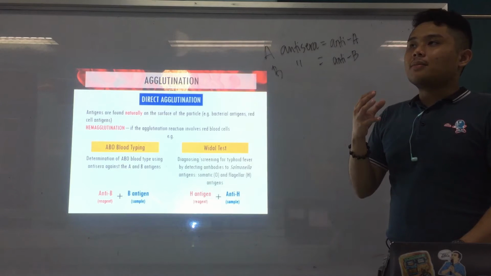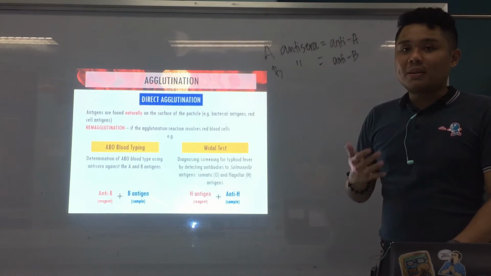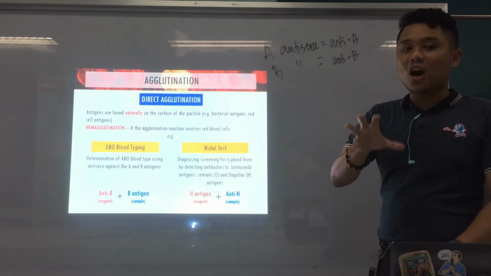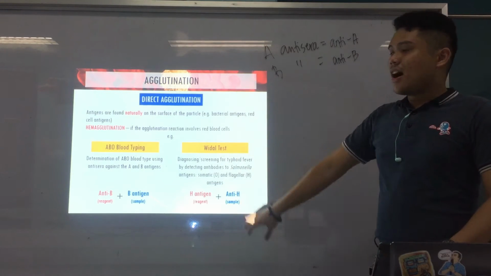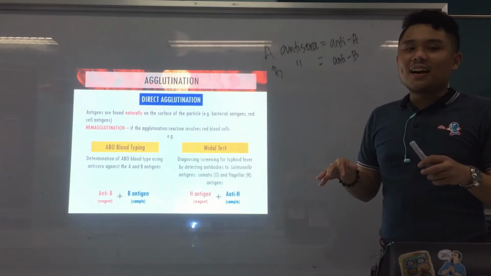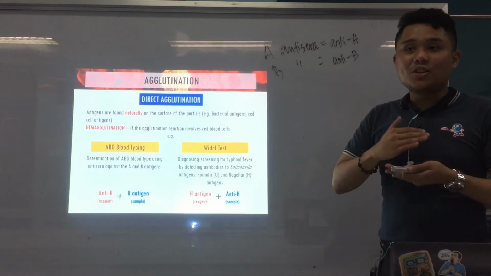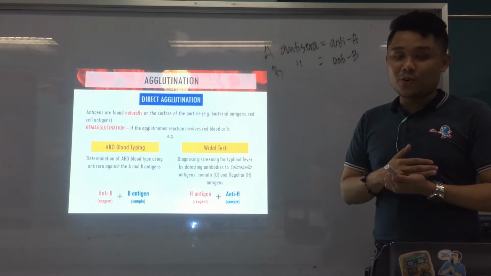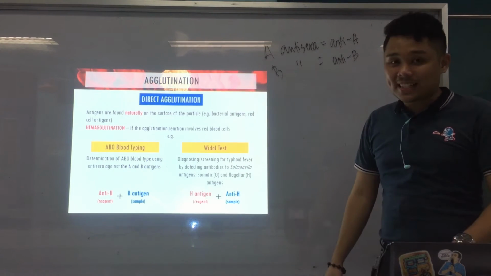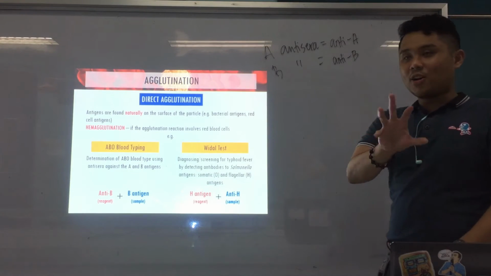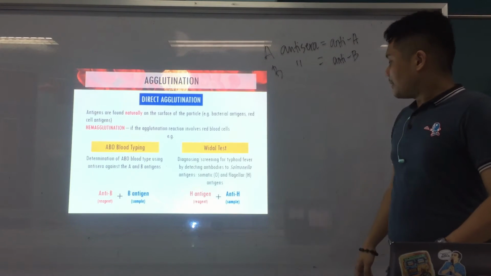The main point is that it's direct agglutination because the antigens are naturally found on the surface of the particle. We are testing particles whose antigens are naturally found on their surface. That's the point of direct agglutination. I hope that's clear.